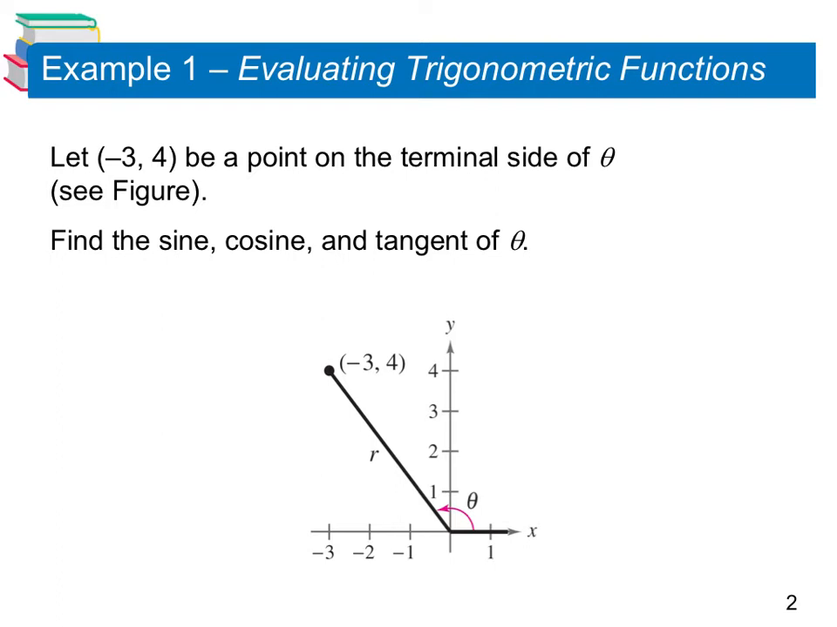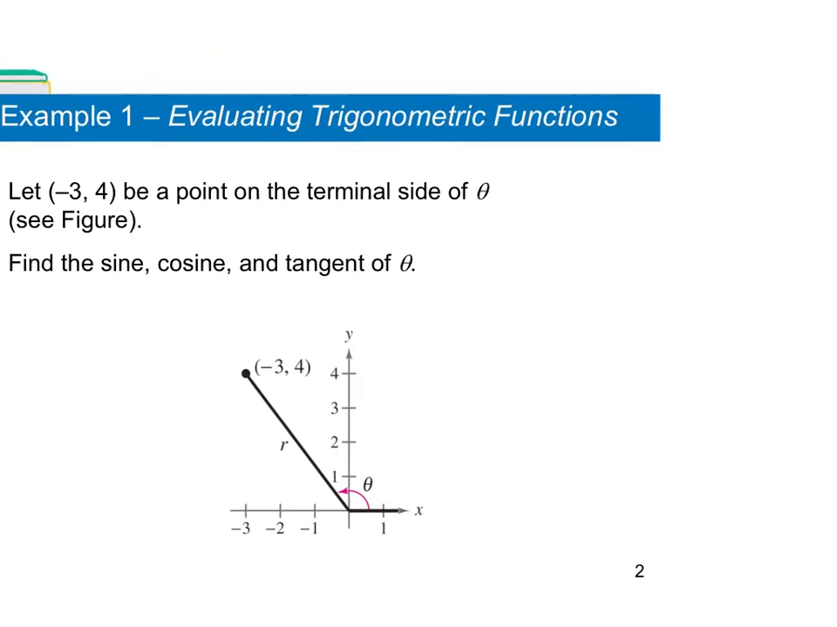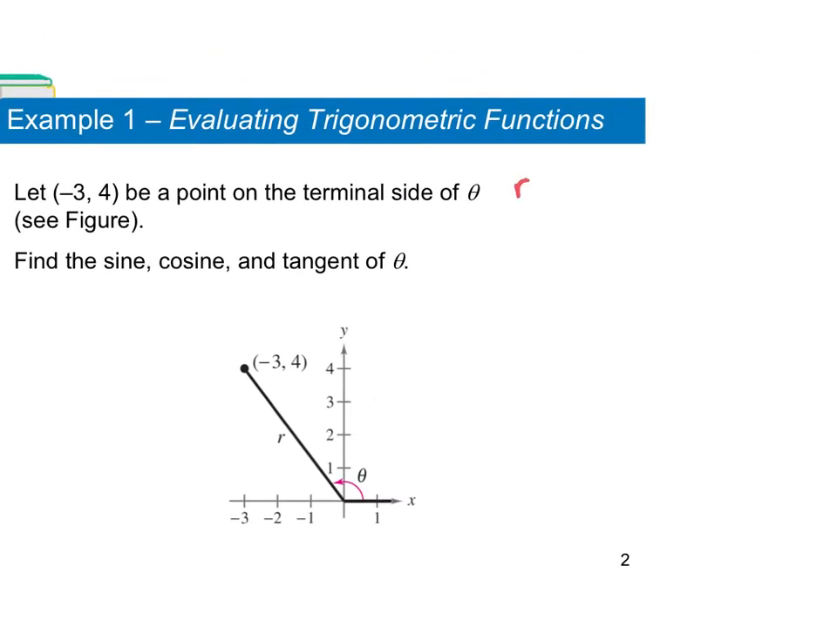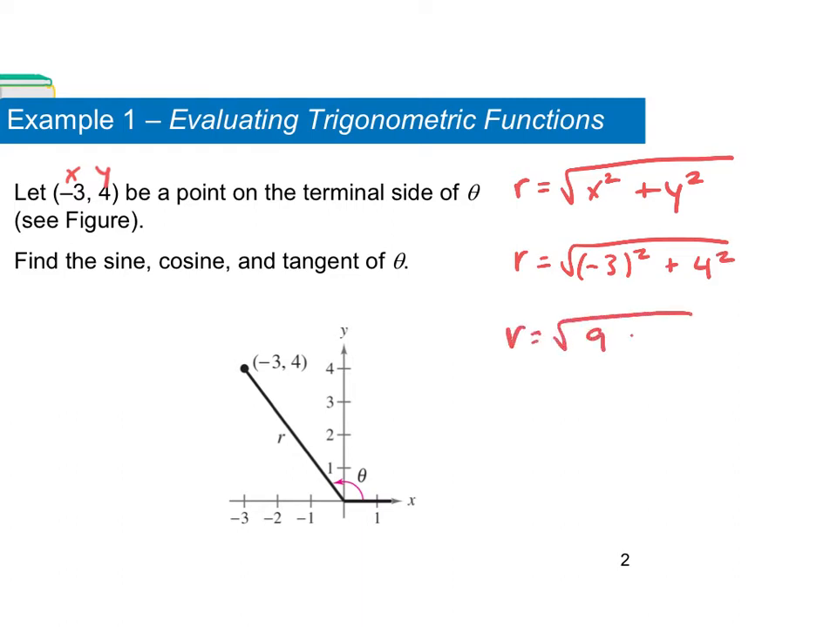So example 1, let -3, 4 be a point on the terminal side of theta. Find the sine, cosine, and tangent of theta. So first thing we need to do is find r. So r is equal to the square root of x squared plus y squared. So we just need to plug in our x and y. So r is equal to the square root of -3 squared plus 4 squared. So r is the square root of 9 plus 16. So what's r equal to? Square root of 25, which is 5.